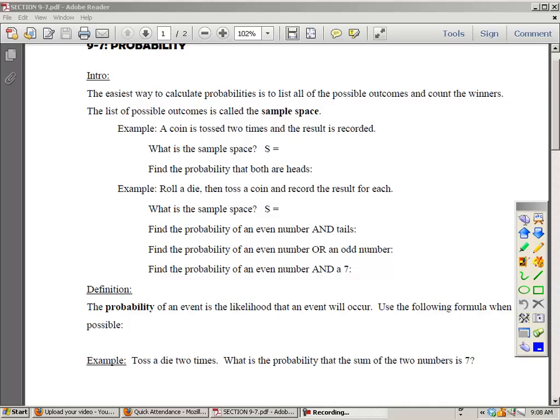Welcome to section 9.7. We're dealing with probability. You will be happy to know this is the last video for pre-calc, so enjoy it. The easiest way we are talking about probabilities is to list the outcomes.